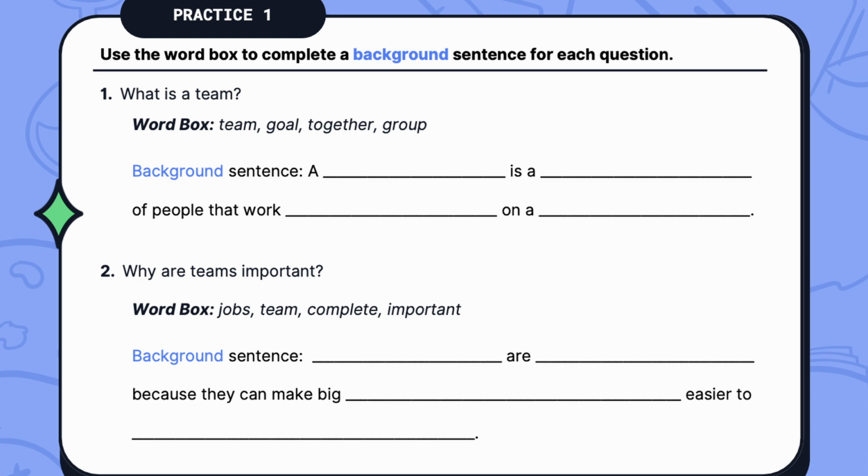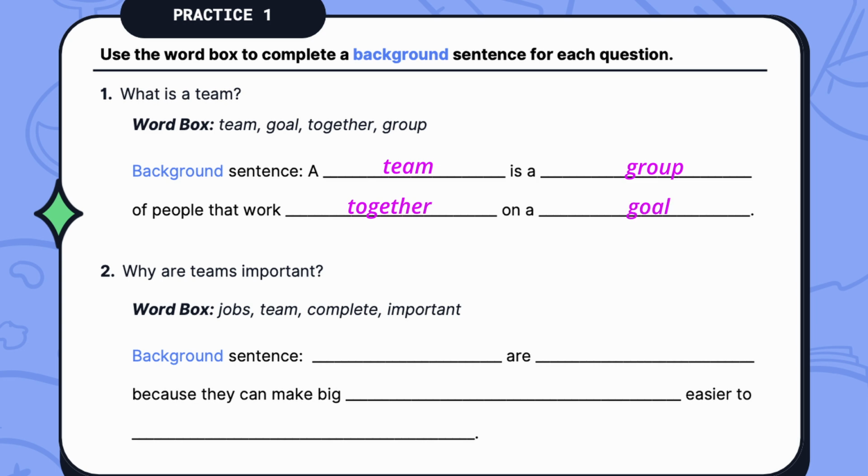Let's go ahead and do practice number 1. Use the words to complete a background sentence for each question. Question number 1. What is a team? Your word box is team, goal, together, and group. Your background sentence is, a blank is a blank of people that work blank on a blank. Can you figure out the sentence? It should sound like this. A team is a group of people that work together on a goal.